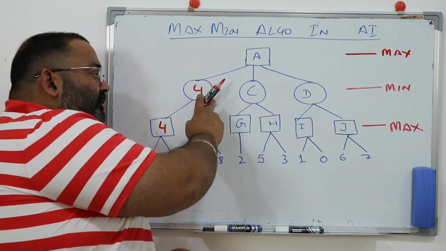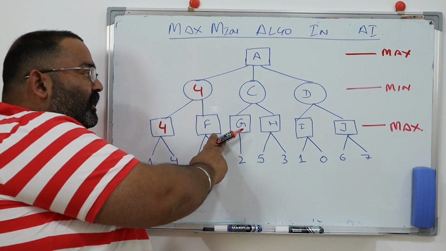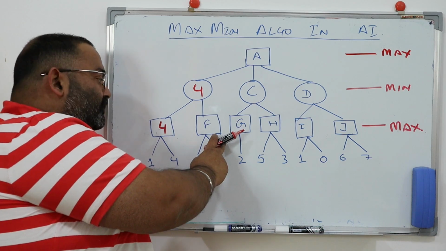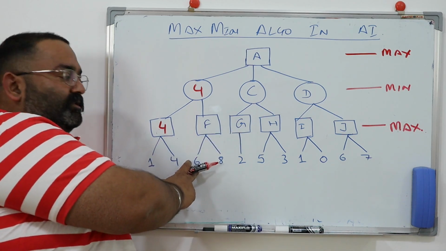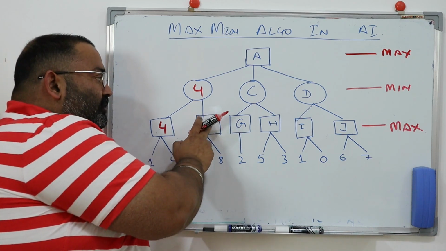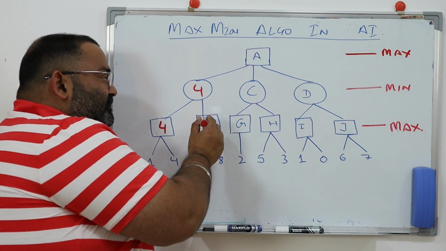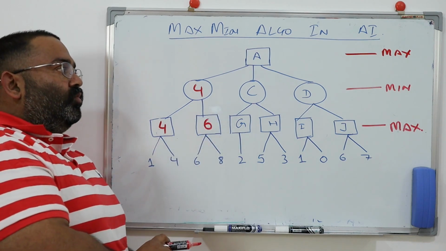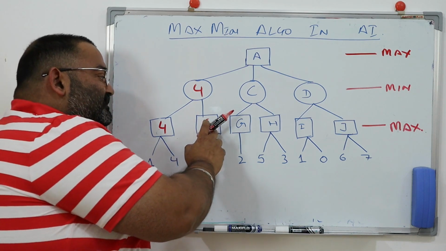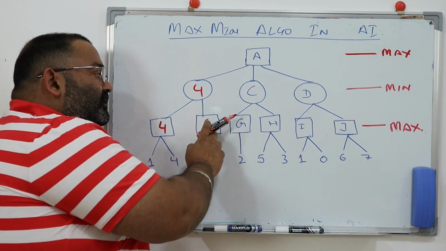Then from here I will go to this subtree, and from this subtree I will go to this subtree. What is the value here? Here the value is 6. Now 6 and 8 will be compared.